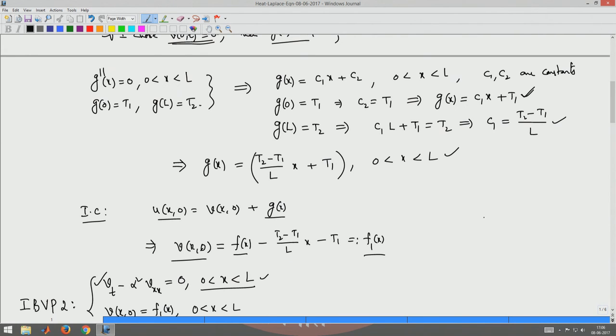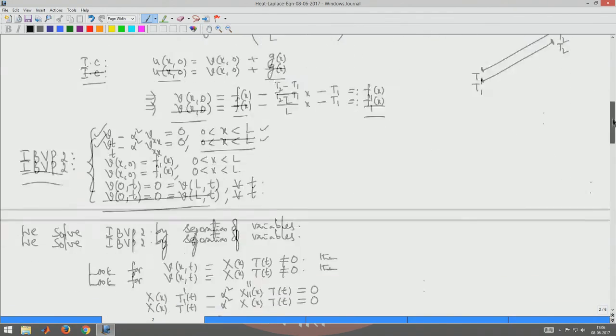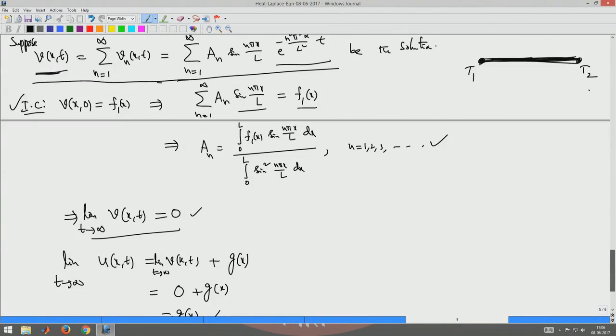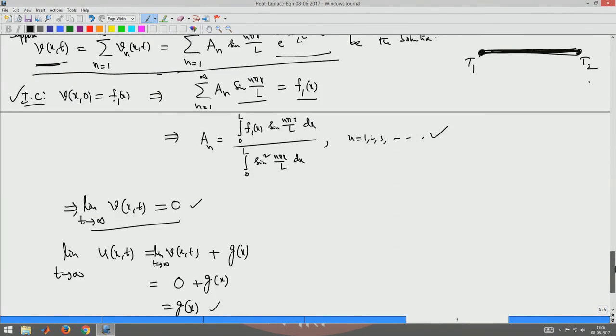So it varies linearly, one end is at T1, other one is at T2. So that is what your g(x) function is. Once you have this, eventually as t goes to infinity, if you maintain your rod at temperatures T1 and T2, the rod will simply maintain a linear temperature profile. Okay, this is what you get out of this.